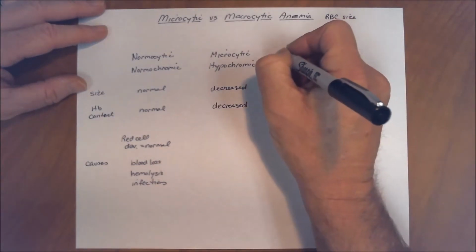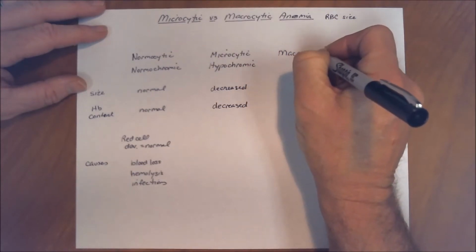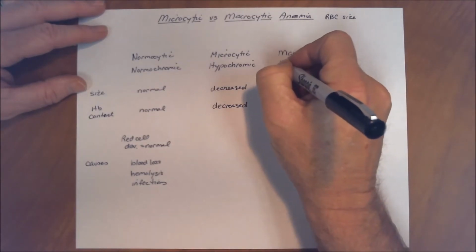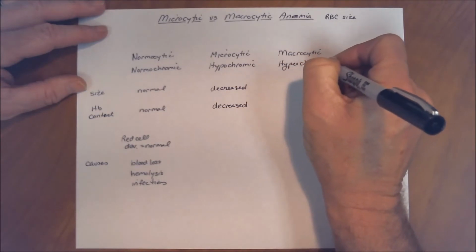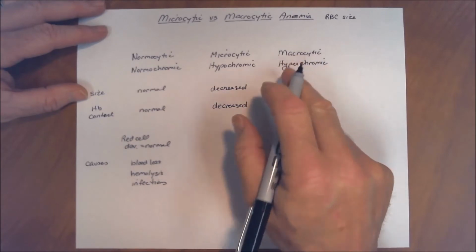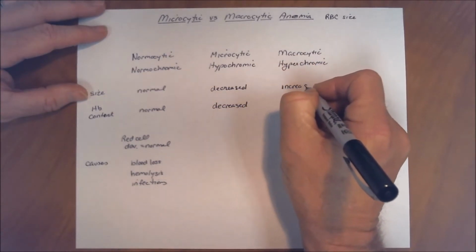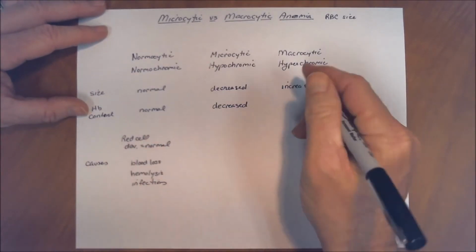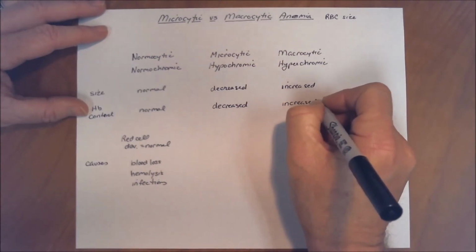Now let's compare and contrast this with macrocytic anemia. Macrocytic anemia is going to be hyperchromic. Under these conditions, the red blood cell size is going to be increased, the cells are going to be larger, and naturally the total hemoglobin content is also going to be increased.